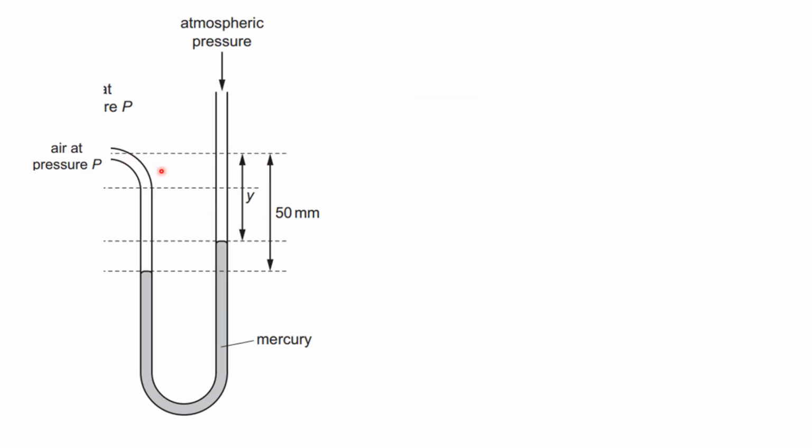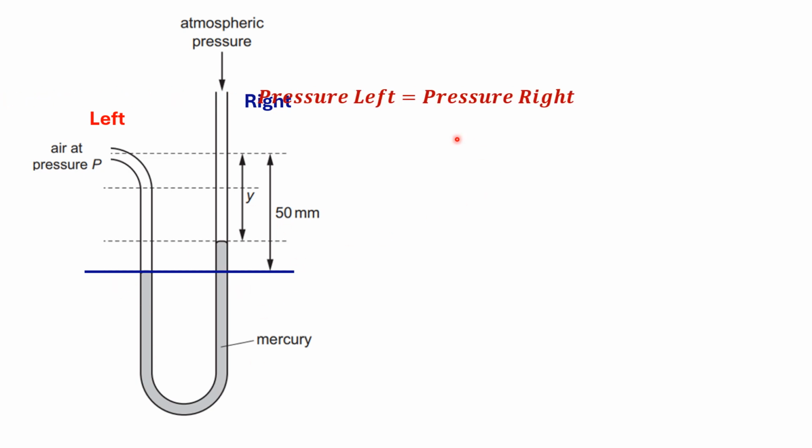This picture is the right side of the W-shaped tube, and we are going to follow the same step-by-step analysis. First, find a line with the same pressure level, and then identify the left and the right side of the tube. Because this fluid is in equilibrium, the pressure on the left is equal to the pressure on the right. Now let's look above this line on each side.